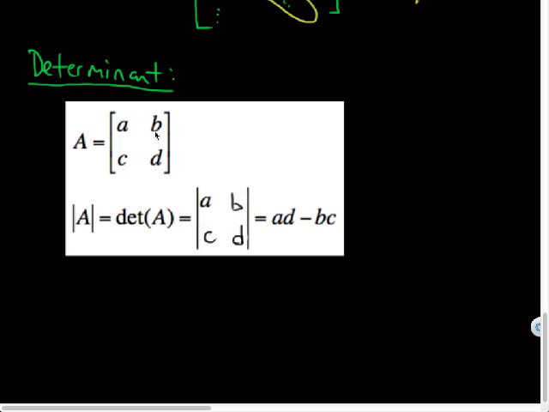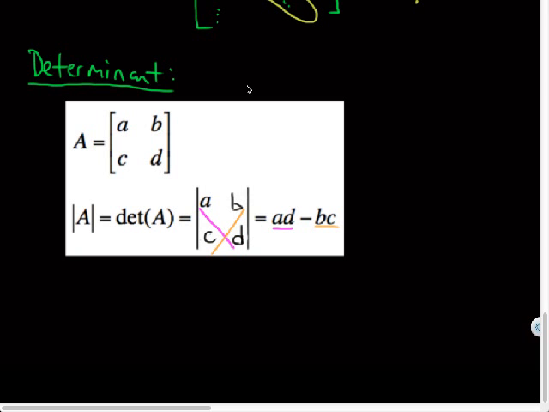Would it be AD minus BC now, or AB minus CD, or is that right? Nope, this was correct. And the way that I derive this, by the way, is you multiply the diagonal, A times D comes there, and C times B, or B times C, because multiplication of numbers is commutative.